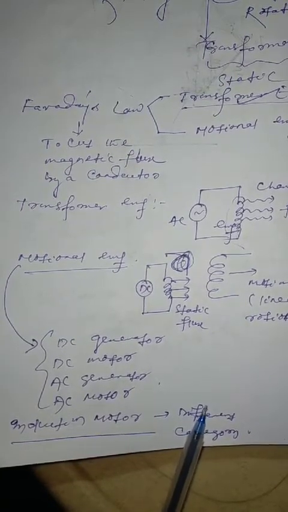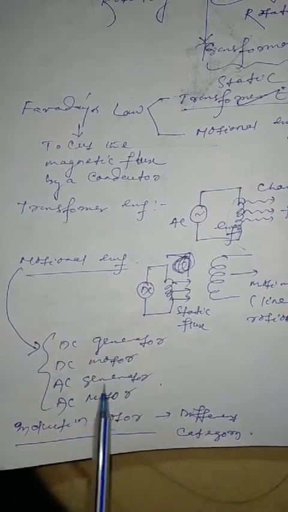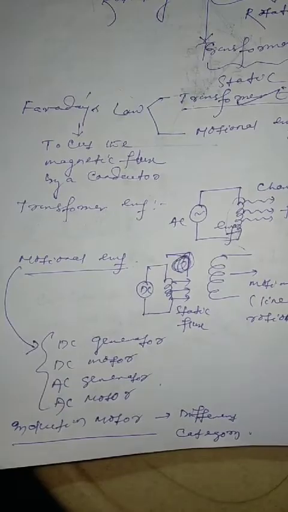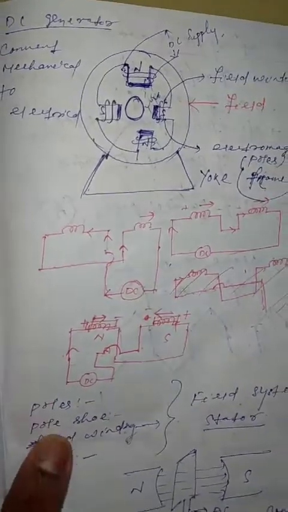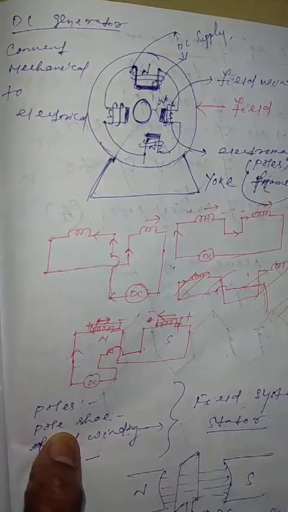Now we will go to the DC machines first. Under DC machines, we have to study the DC generator and the DC motor. So first of all, before going for the principle of operation, first let us understand the construction.